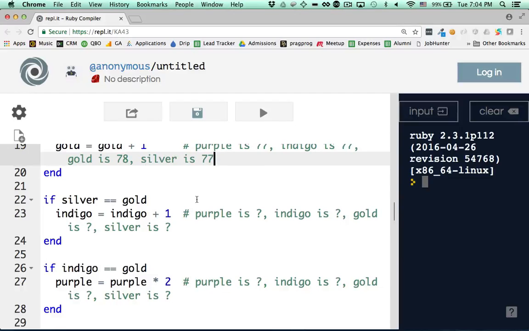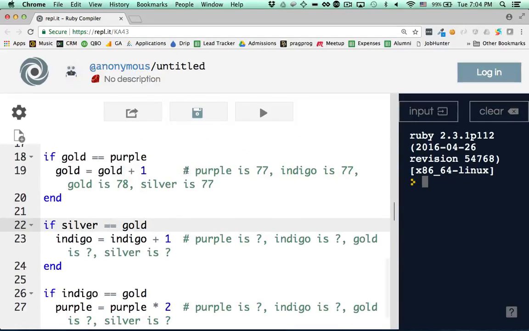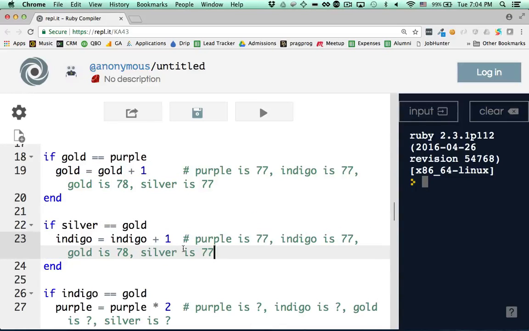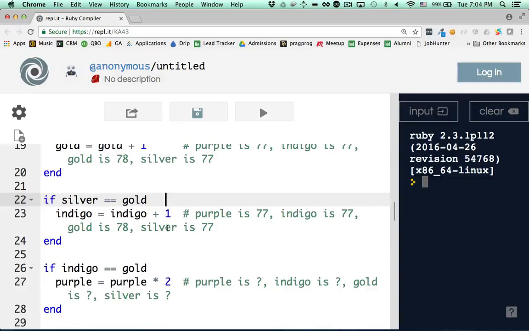Okay. If silver is equal to gold, is silver equal to gold? No, not at this point. I feel like you all got the hang of how Ruby reads 1 line at a time and executes 1 line at a time. That's the key to understanding all of this. Because at one point in time, silver was equal to gold. But by the time we got to this line, it is no longer equal to gold. Okay, brings us to our last conditional. If indigo is equal to gold, is indigo equal to gold? No. So we remain with this.